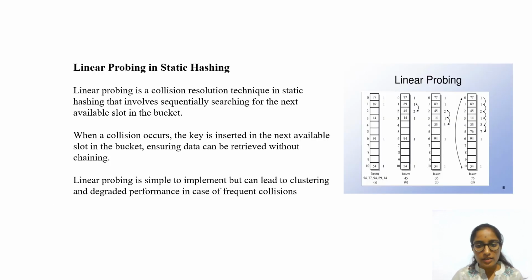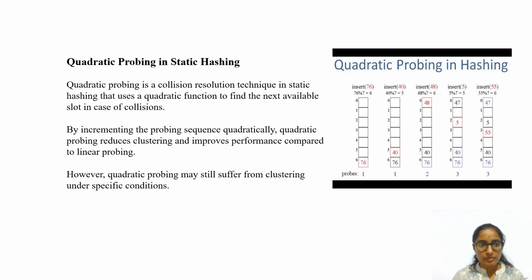What is linear probing in static hashing? A hash collision occurs when the hash function maps a key into a cell that is already occupied by a different key. Linear probing is a strategy for resolving collisions by placing the new key into the closest following empty cell. When a collision occurs, the key is inserted into the next available slot in the bucket, ensuring data can be retrieved without chaining. Linear probing is simple to implement but can lead to clustering and degraded performance in case of frequent collisions.